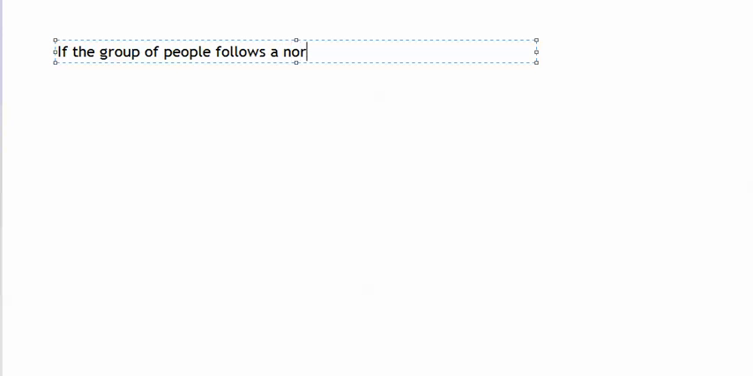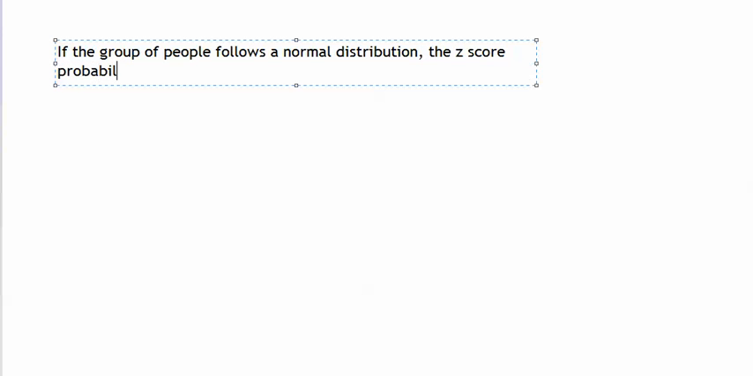If the group of people follows a normal distribution, the z-score probabilities can be found with a table.